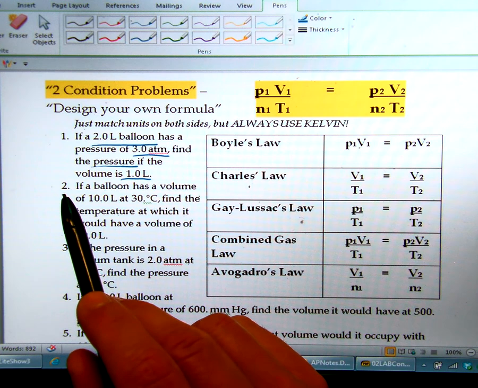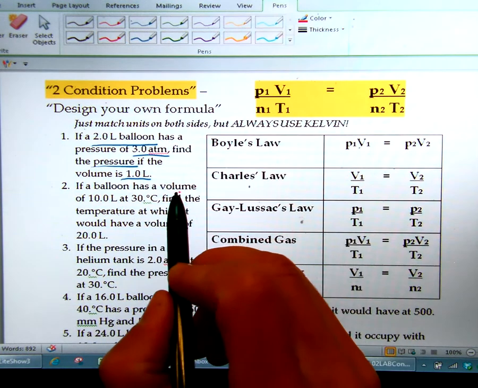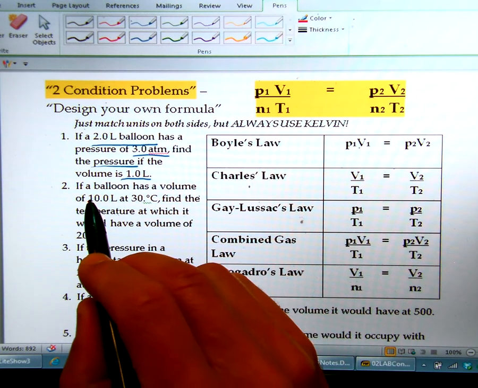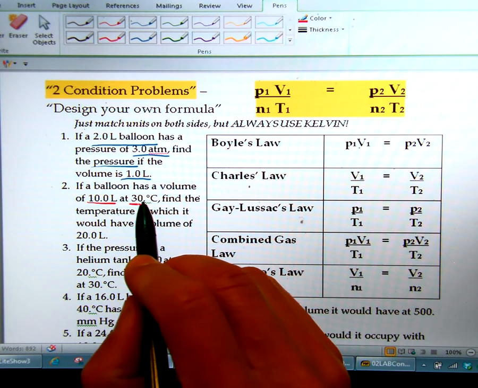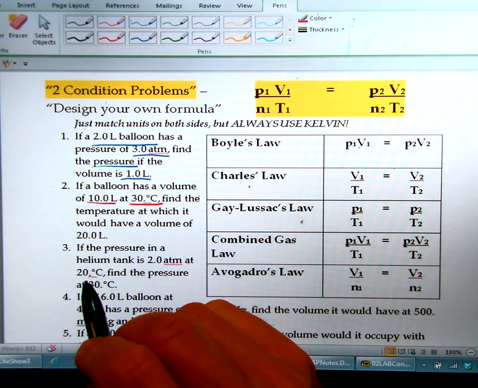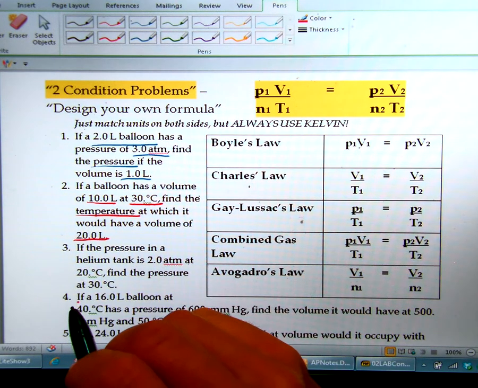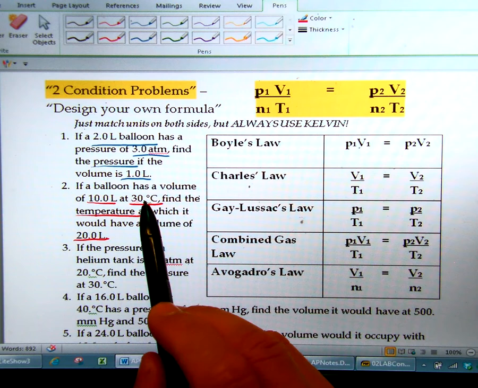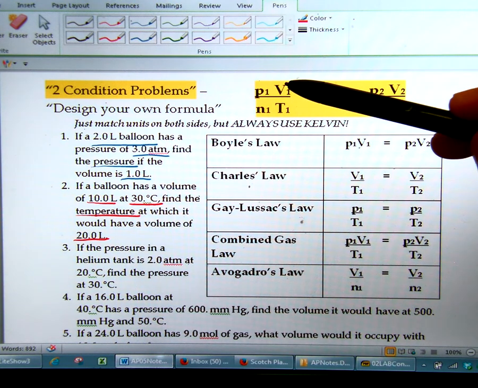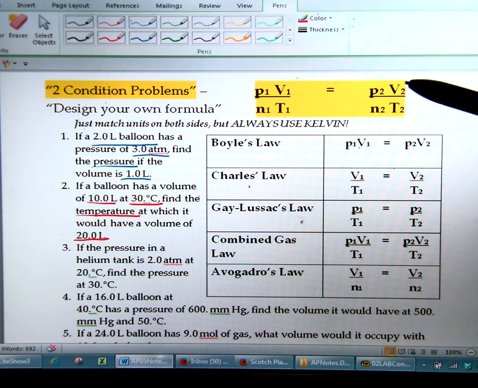Now number 2, when you read that one, you'll see that this has a balloon of volume 10 liters and temperature of 30 degrees Celsius. And then you're going to have a new temperature and a new volume. So now you're designing a formula with volume and temperature. So that would be V over T equals V over T. So this is going to be a fraction set up like this.